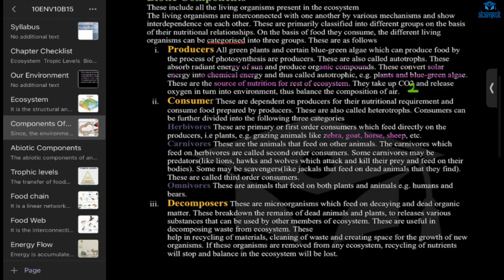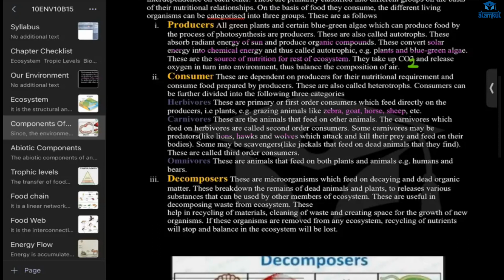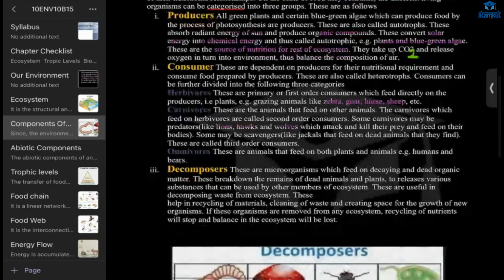Carnivores feed on other animals like herbivores. Examples: hawks, lion, wolves. Next we have omnivores. These organisms feed on both plants and animals. Examples include human, bear, cats.